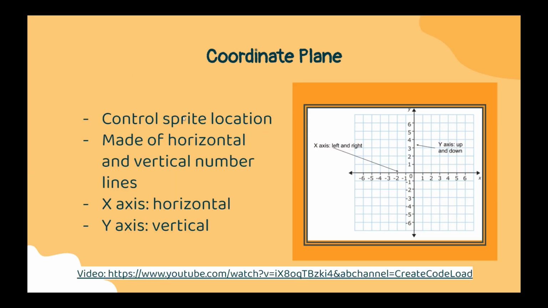Coordinate plane. Basically, it controls the location of the sprite, and it's made of, you can see 2 main lines that are horizontal and vertical. So the x-axis is horizontal, it's left to right, and the y-axis is vertical, up and down.